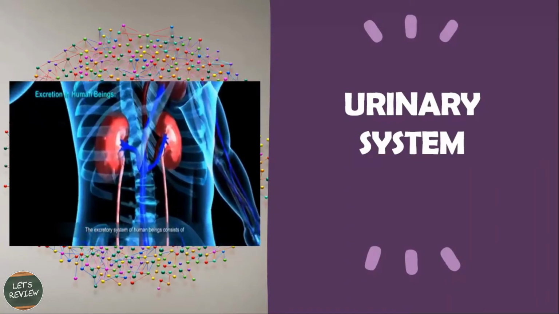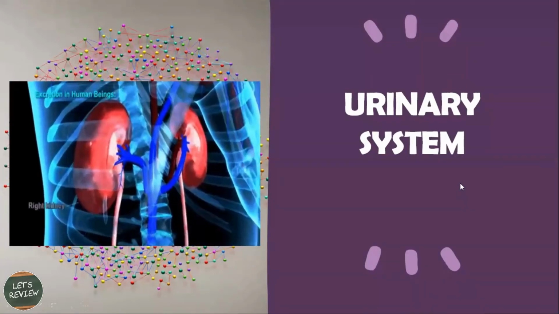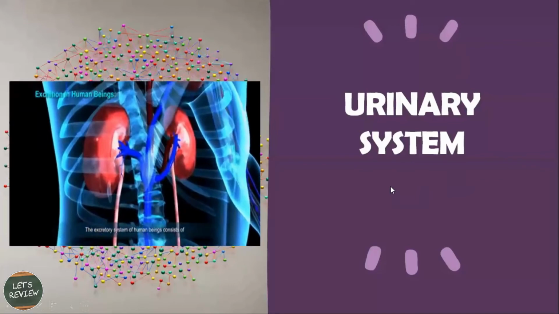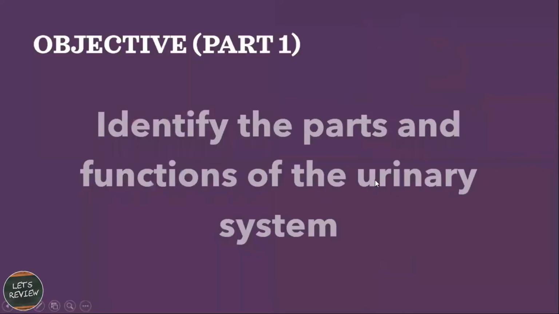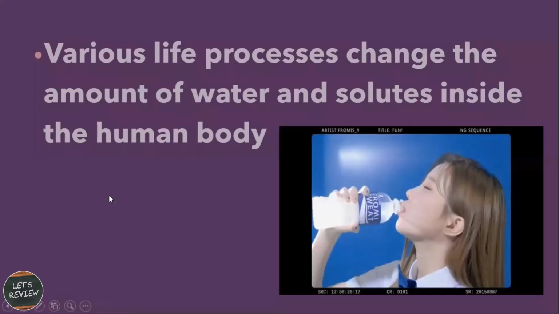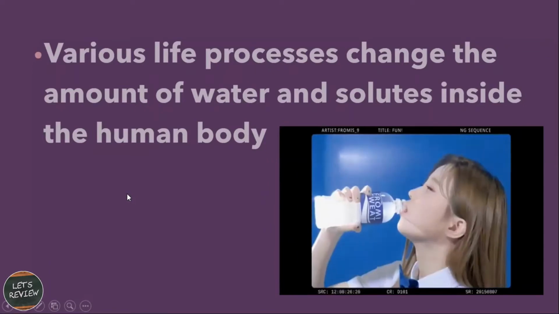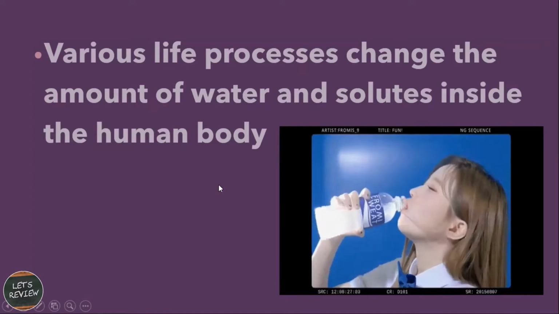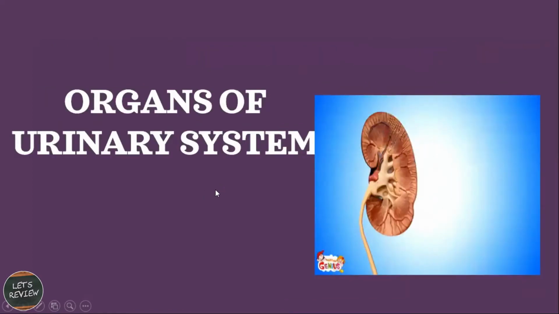After discussing the nervous system, we are here to discuss the next system of our body, and that is the urinary system. So, we need to identify the parts and functions of the urinary system. It is somehow part of our excretory system because it also excretes some moist materials inside our body. And because there are so many various processes that change the amount of water in our body, some of them we need to consider.